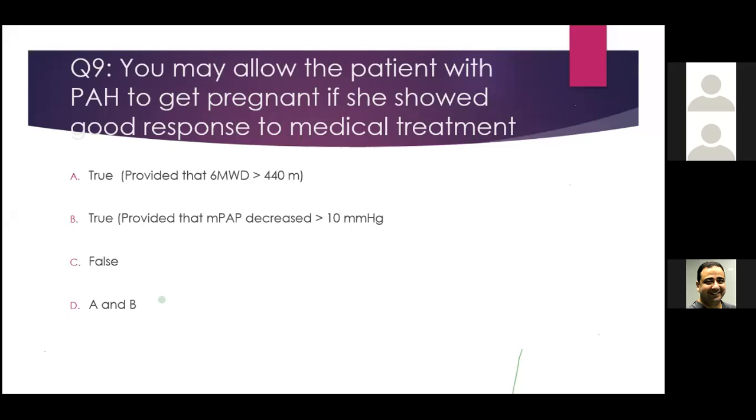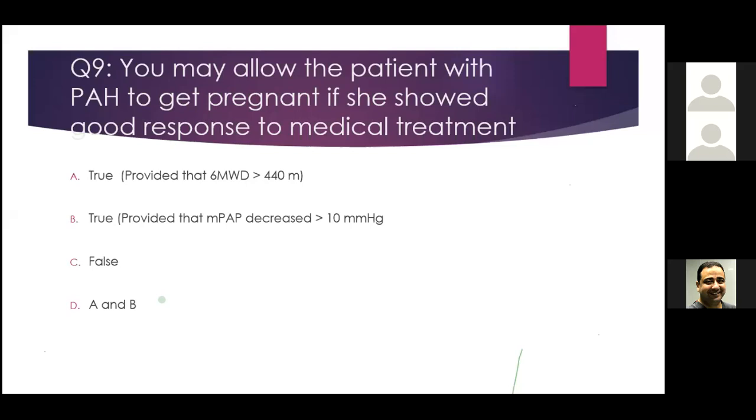You might allow the patient with pulmonary arterial hypertension to get pregnant if she showed a good response to medical treatment. This statement is true provided that the 6-minute walk distance is more than 440 meters. It's true provided that the mean pulmonary artery pressure decreased more than 10 millimeters of mercury. This is a false statement, or A and B are true. I think the majority here is against pregnancy. Thank you so much.